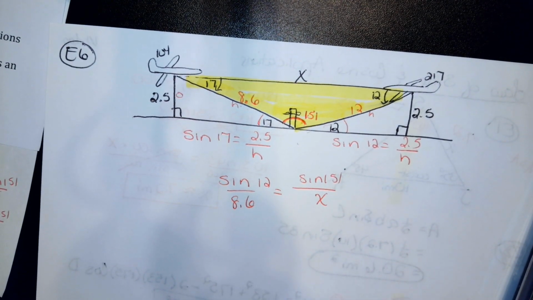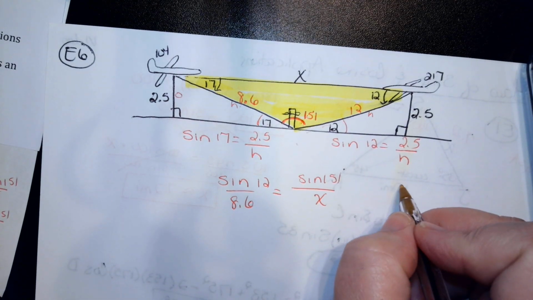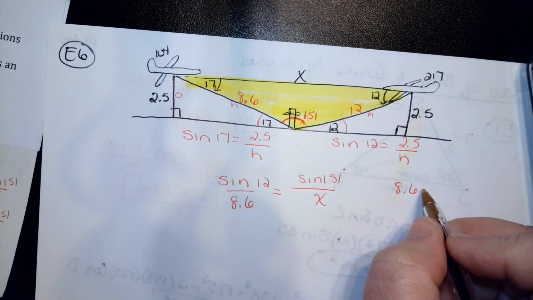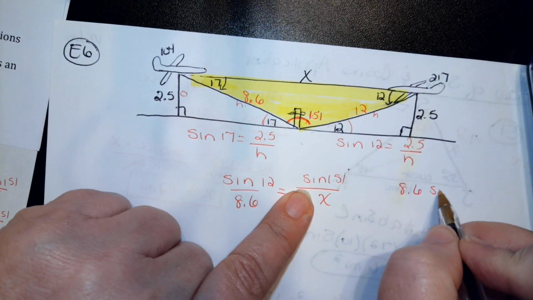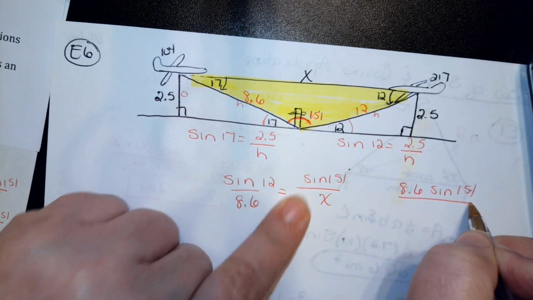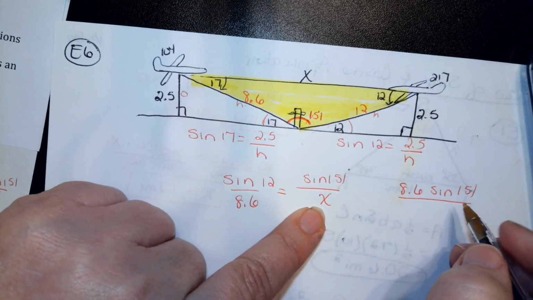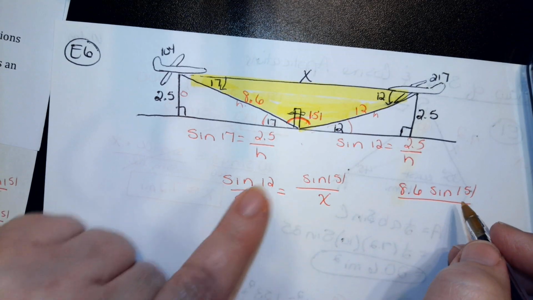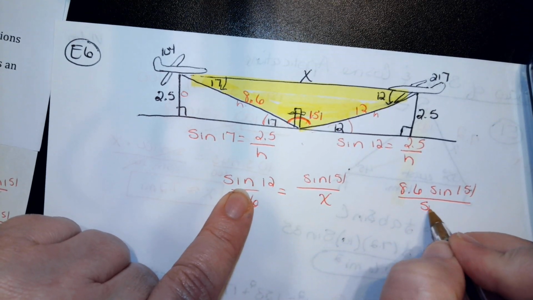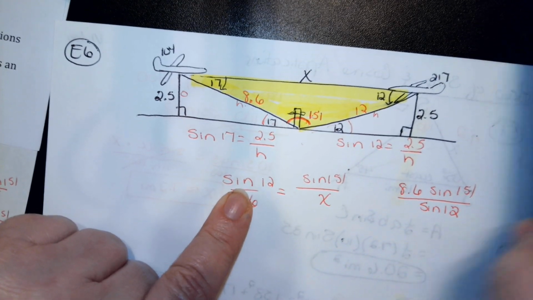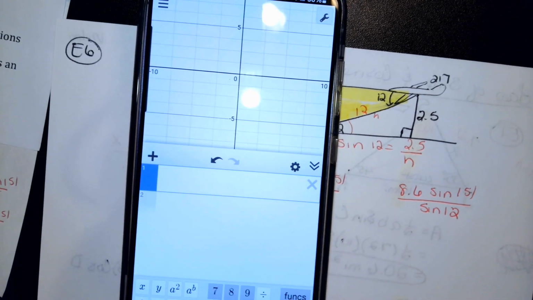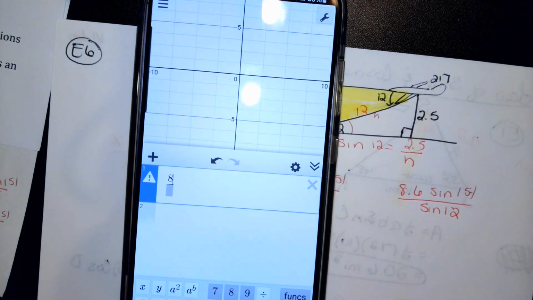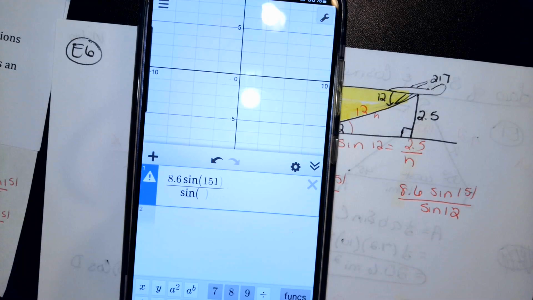Cross multiplying, we get 8.6 times the sine of 151, and then we'd have the sine of 12 times x. To get x by itself, the opposite of multiplying by the sine of 12 would be dividing. So putting that into our calculator, 8.6 times the sine of 151 divided by the sine of 12.